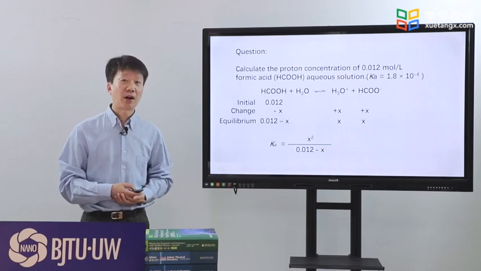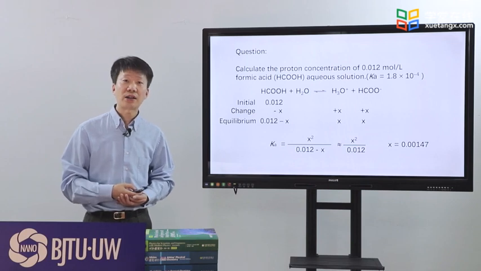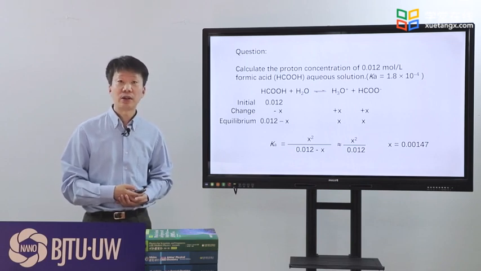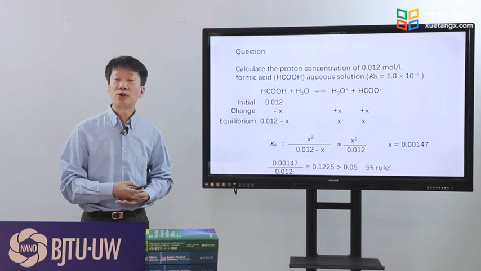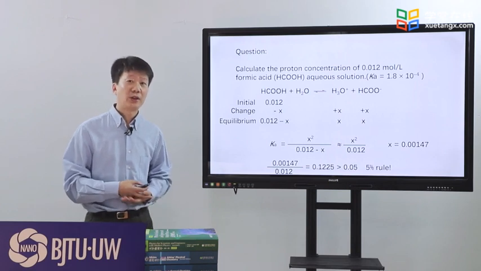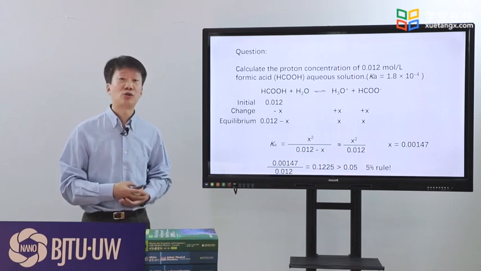We have the equilibrium constant Ka equals X squared over 0.012 minus X. Here, you might use approximation to cancel the X in the denominator, and the calculated X is 0.00147. But if you check the ratio of X value to the initial concentration, 0.012, the result is 0.05, which means you cannot use the approximation. Otherwise, the error in calculation is too large.